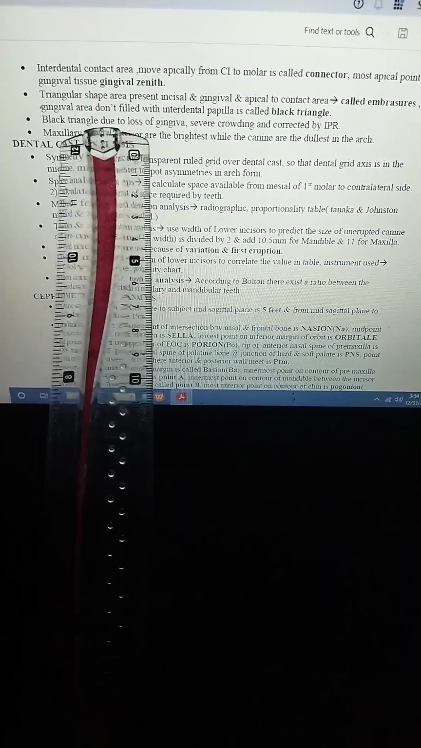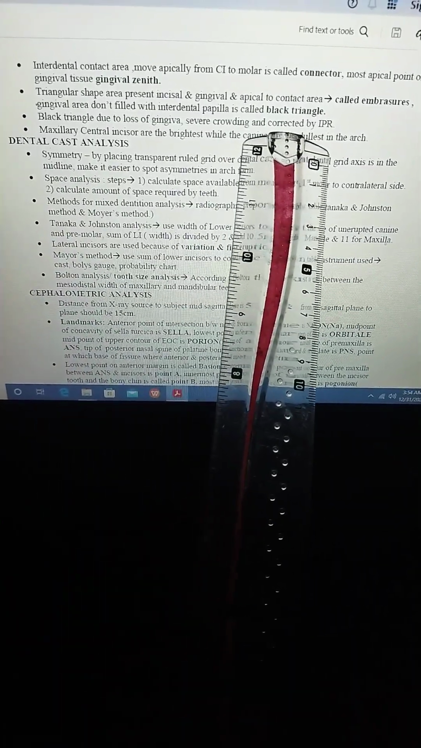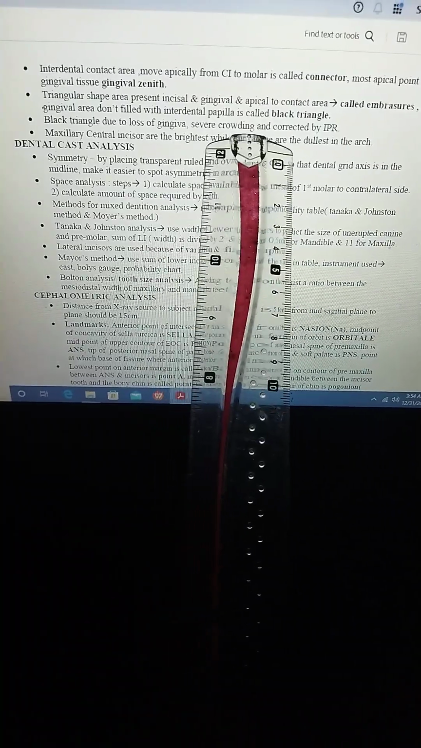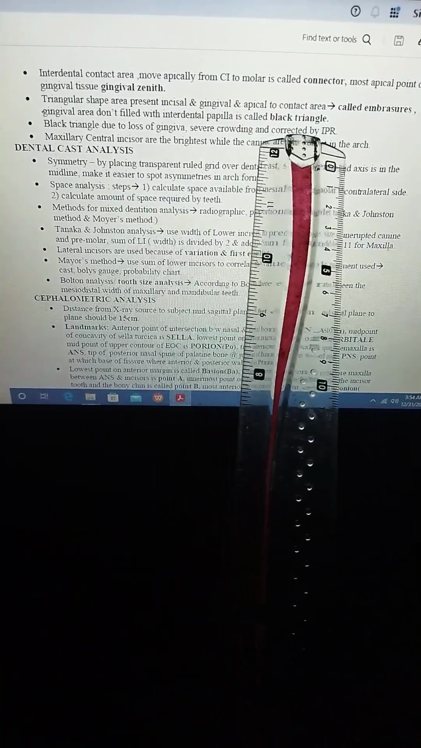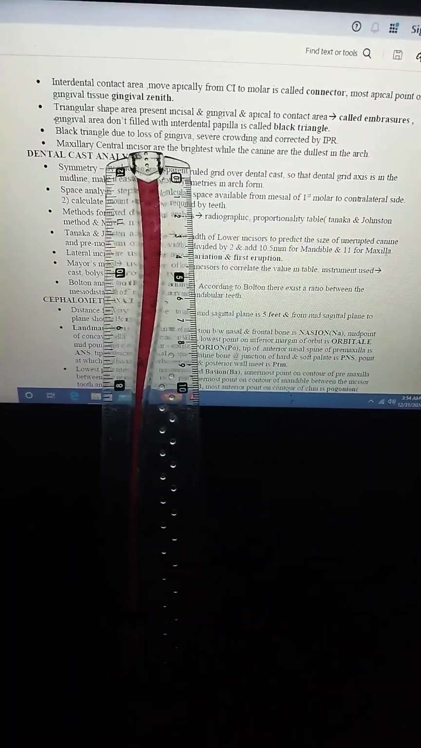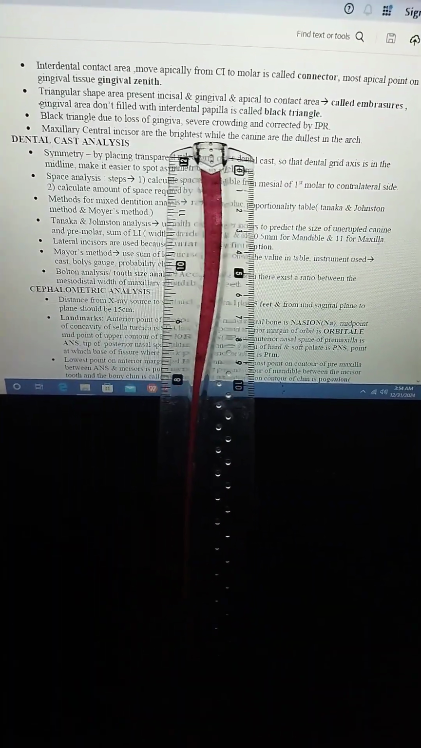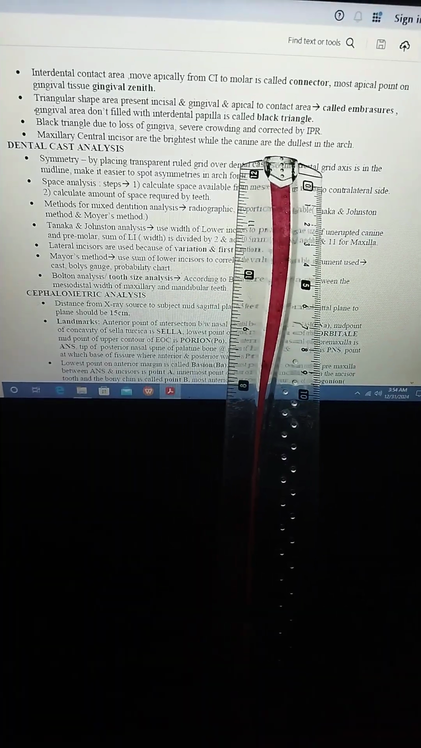A black triangle is due to loss of gingiva or crowding, and it is corrected by interproximal reduction. Okay, maxillary central incisors are the brightest, while the canines are the dullest in the arch.